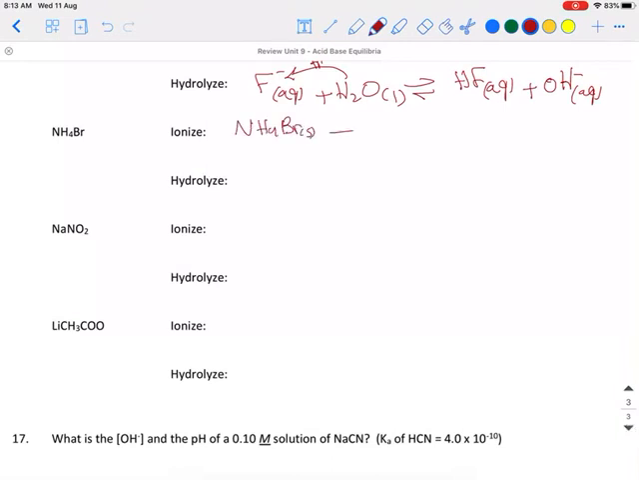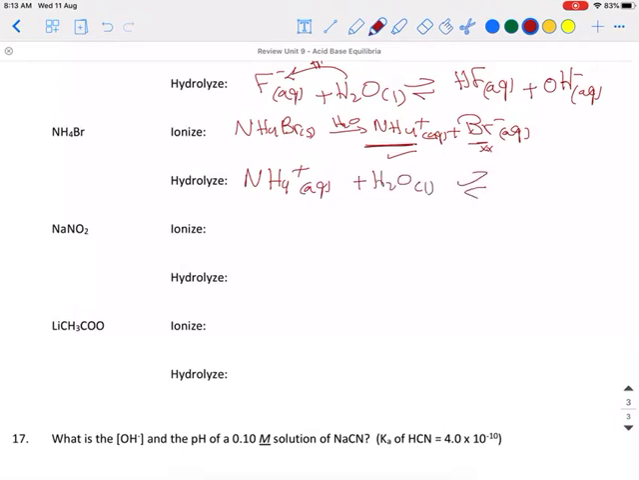Now NH4Br, also a salt. If I add water to it, it gives the corresponding ions, NH4 plus and Br minus. Br minus has no affinity to water. It comes from hydrobromic acid, which is a strong acid, while NH4 plus comes from ammonium hydroxide, which is a weak base, so this ion has affinity to water. So I add water to NH4 plus, and according to Bronsted-Lowry, H plus migrates from NH4 plus to water to be left with NH3 aqueous and H3O plus aqueous.